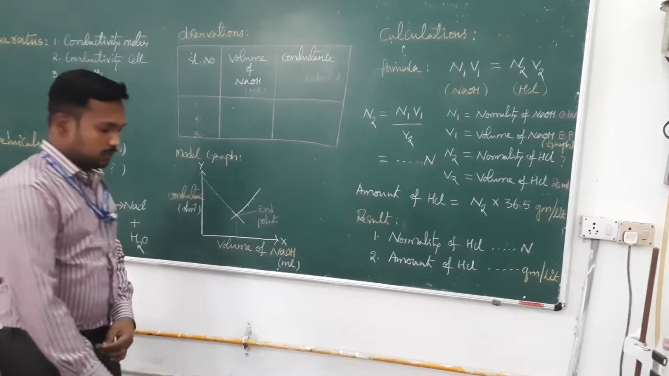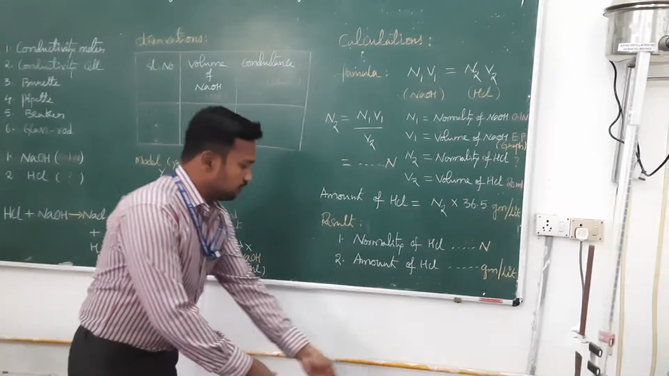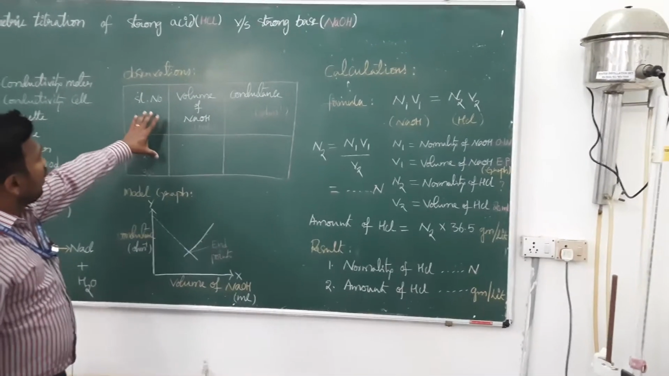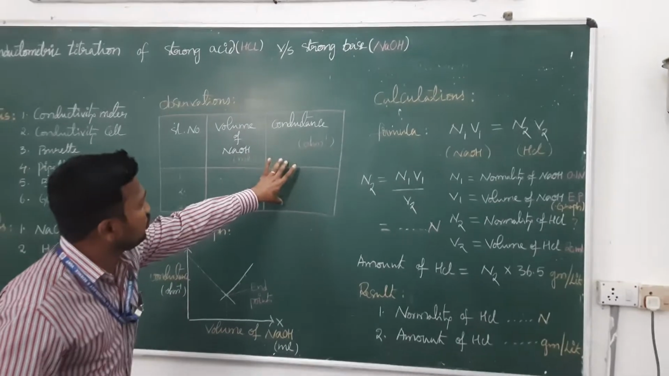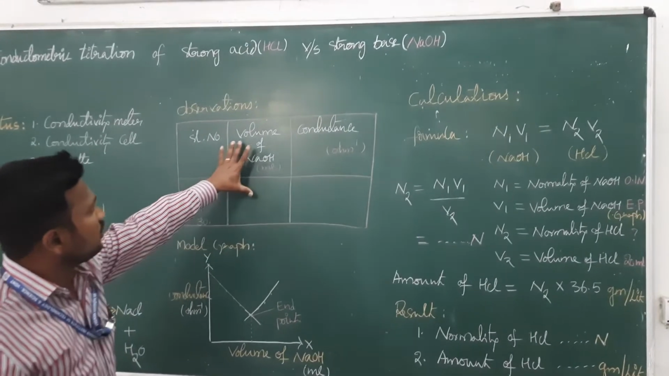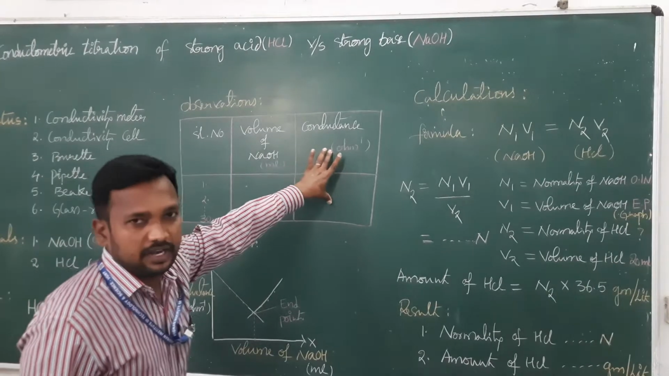Now I am going to discuss the procedure. This is the procedure table, the observation table. This table is divided into three parts: serial number, volume of NaOH and conductance.